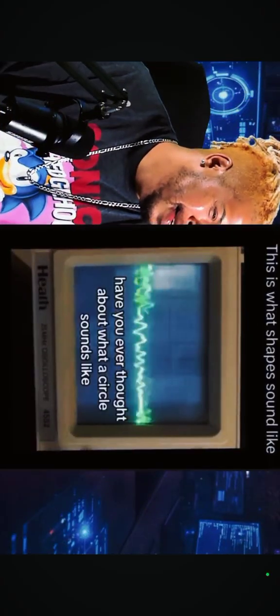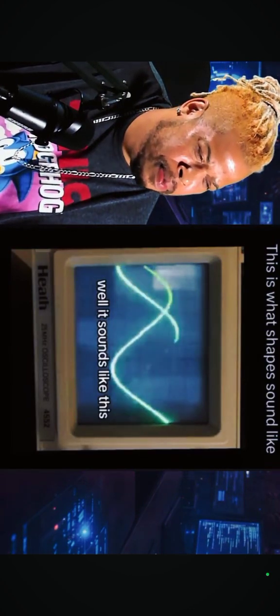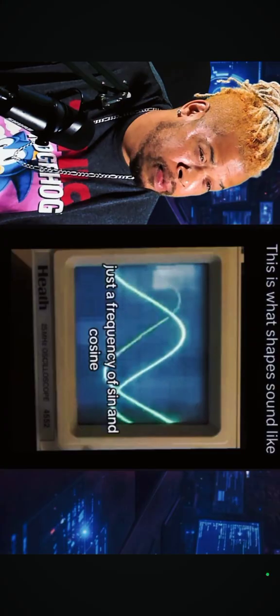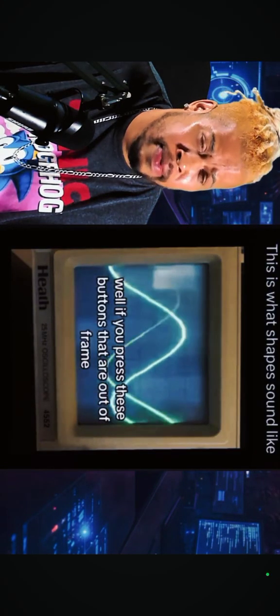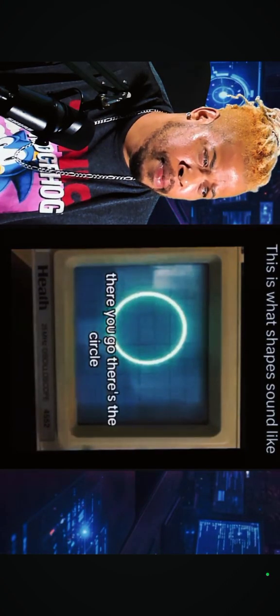Have you ever thought about what a circle sounds like? Well, it sounds like this. Just a frequency of sine and cosine. How do you see the circle? Well, you press just these buttons that are out of frame. There you go, there's the circle.